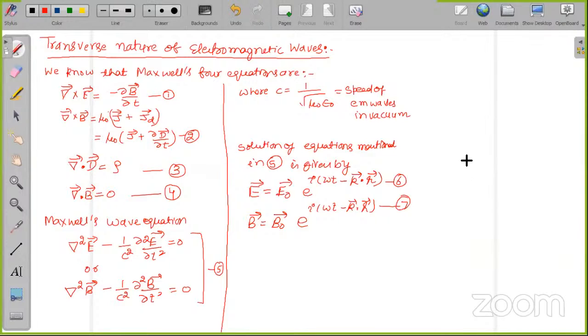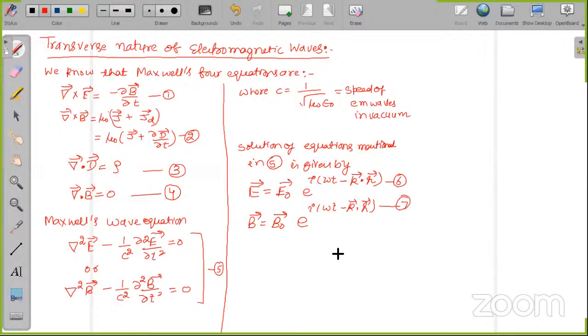If you are unable to do it, then I am here, I will prove it for you. Only this thing, now you can write the statement of the question. Verify that equations 6 and 7 satisfy equations 5.